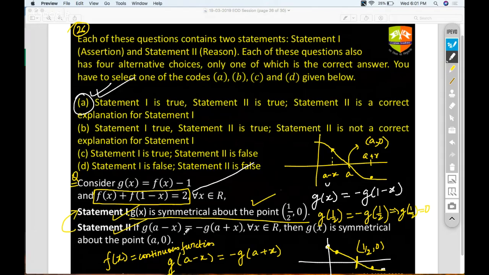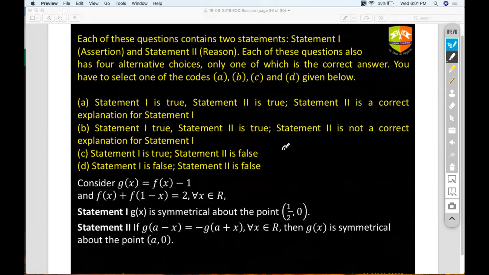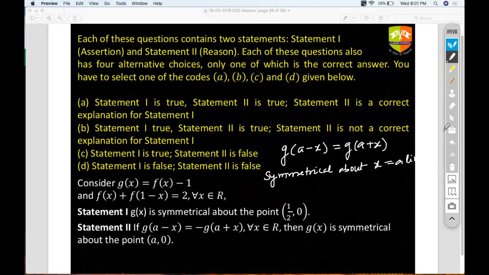Is that fine? Okay, so one more thing you should remember: if g of a minus x is equal to g of a plus x, then the graph will be symmetrical about the line x equal to a. And if g of a minus x is equal to negative g of a plus x, the graph will be symmetrical about the point a comma 0, provided it's a continuous function.